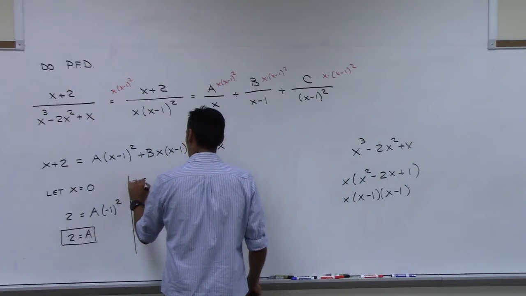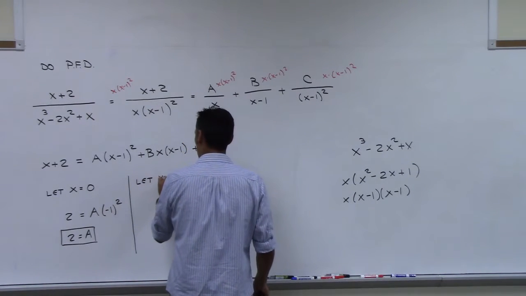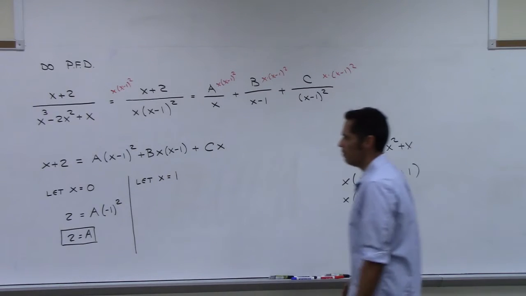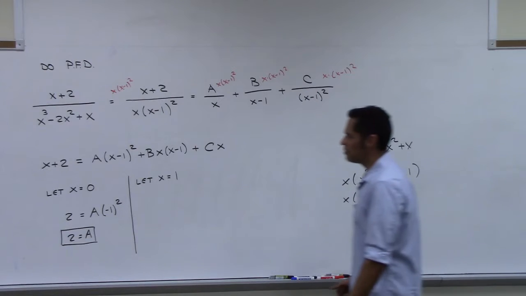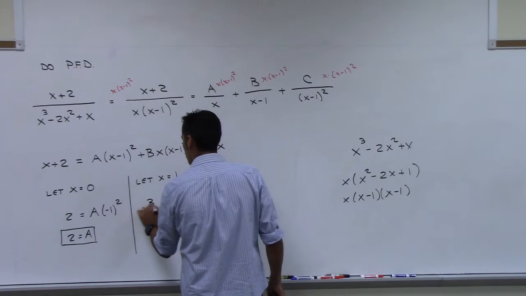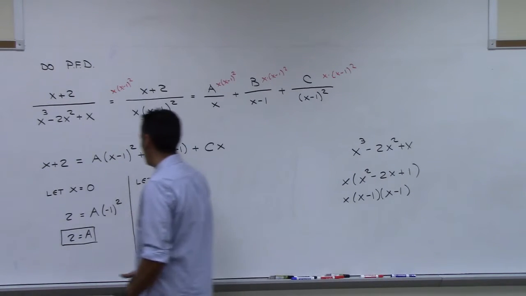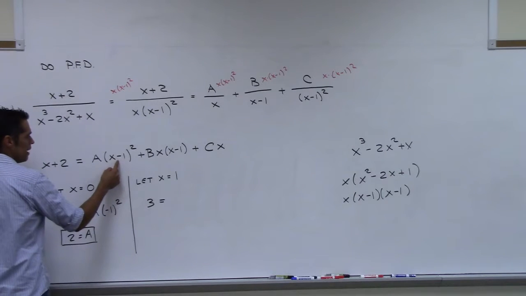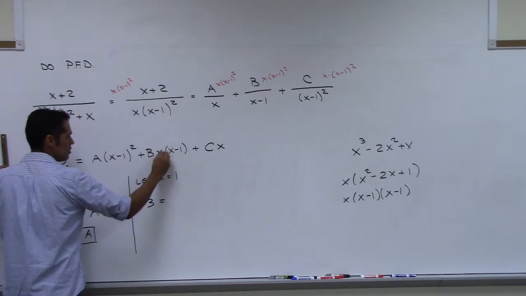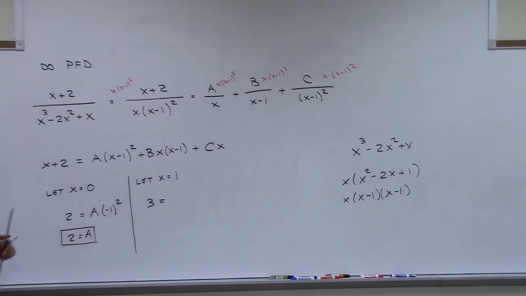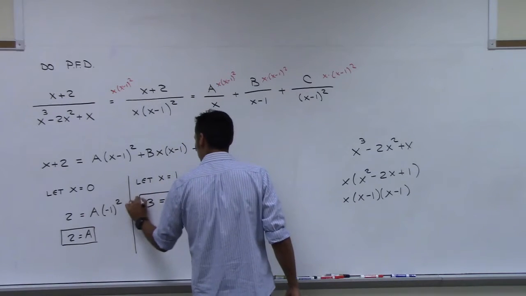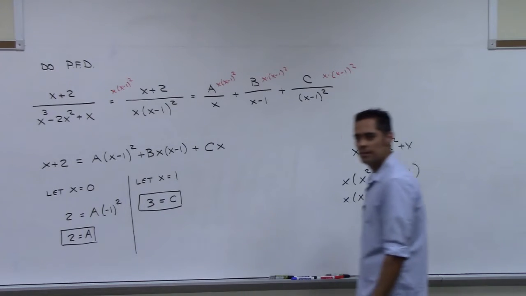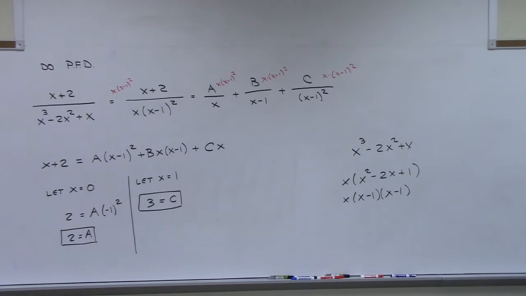So we're going to let x be 1. Make it so. If x is 1, the left side of the equation is 3. On the right side, if that's 1, it's gone. If that's 1, it's gone. And hey, C times 1 is C. C is 3. Dang. We're just cranking away, aren't we? Except for B.